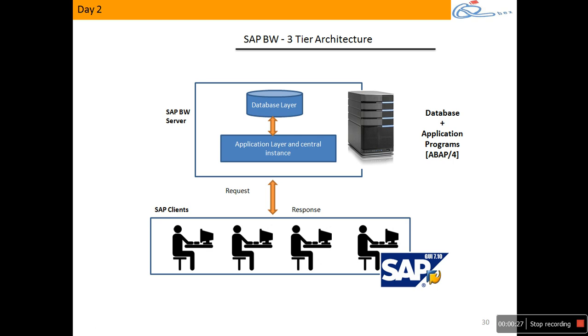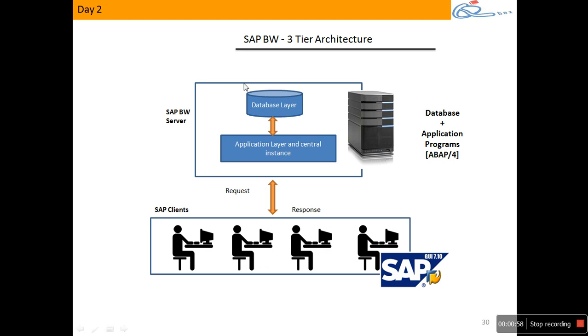Now, SAP BW is software which works on a 3-tier architecture. You understand what 3-tier is, boss? Generally, any application has 3 layers: a database layer, an application layer, and a presentation layer. Similarly, even BW has 3 layers: database layer, application layer, and the client system, which is nothing but the interface. Presentation layer. Okay, fine.